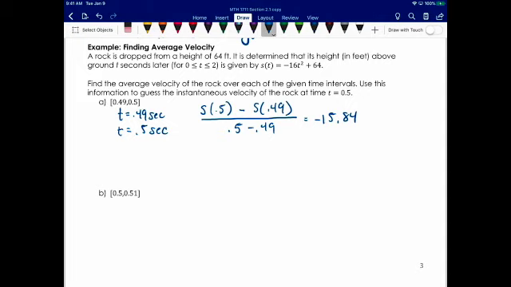and because we're using feet and seconds, this will be feet per second. Okay, now really the speed of the rock is 15.84 feet per second, but the negative just indicates the direction that the rock is moving.